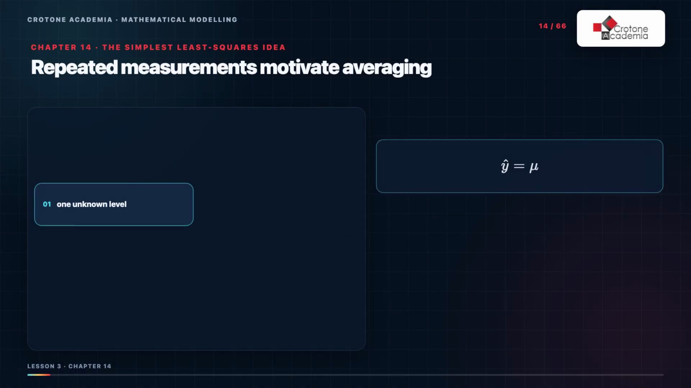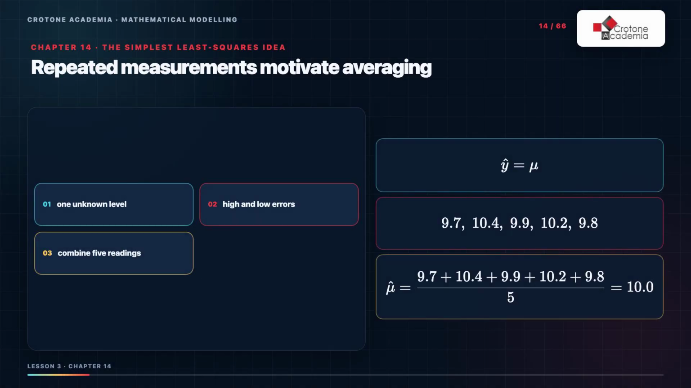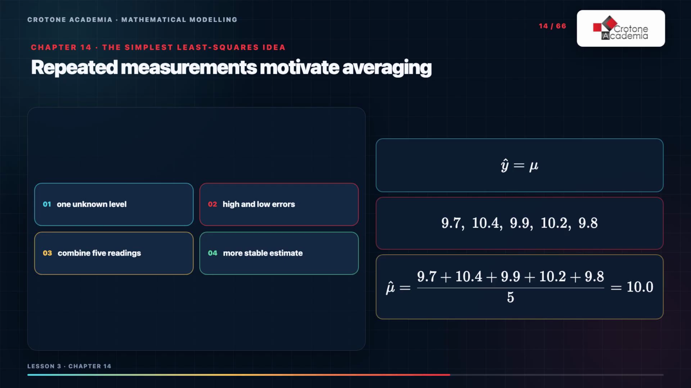Before fitting a line, consider a constant model with one unknown value, mu. 5 measurements are 9.7, 10.4, 9.9, 10.2, and 9.8. Any single reading may be high or low. Their average is exactly 10 in this example. Positive and negative deviations partly balance. This does not prove that every average is correct, but it makes the core intuition tangible. Combining independent measurements can be more stable than trusting one measurement.